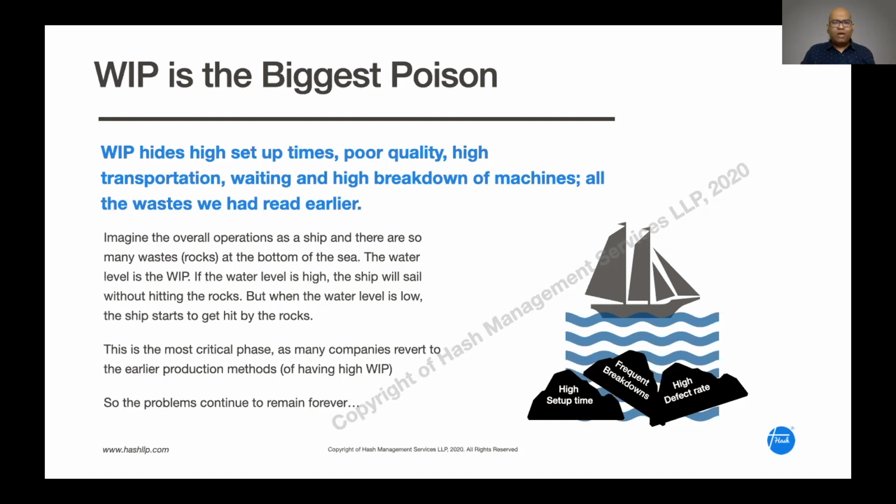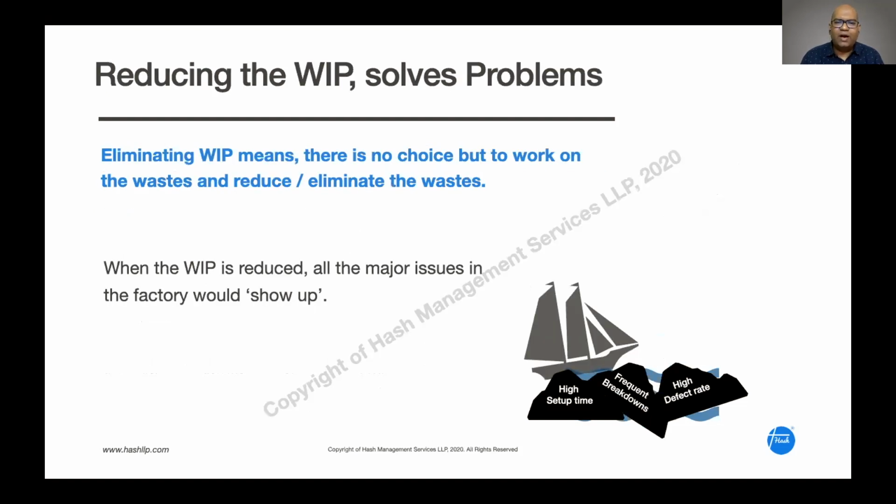Breakdown of machines. When you have a machine which frequently breaks down, every week for 1 or 2 hours, what will you do? You have high stock. You always have some WIP. Because while I am attending to the breakdown, I don't want the other machines to stop. So I have WIP. This WIP is used to hide all your inefficiencies.